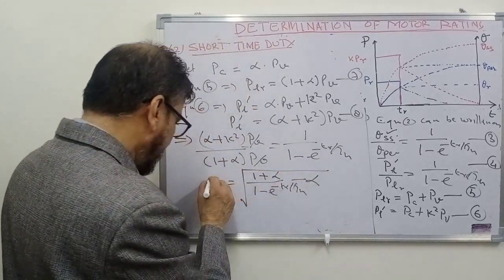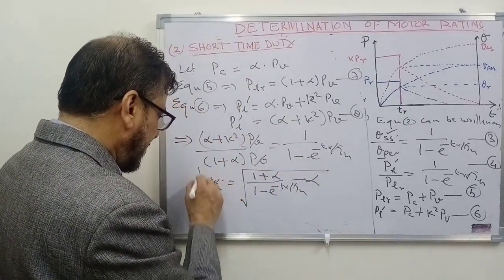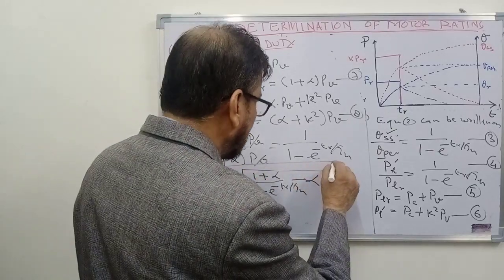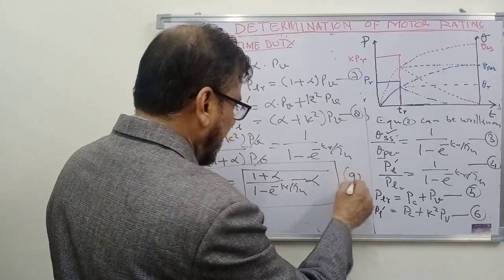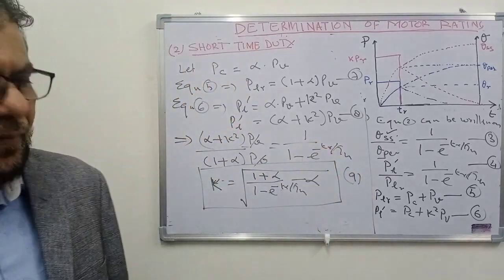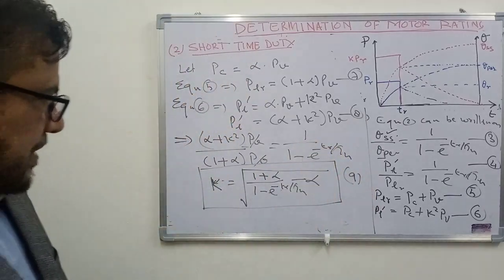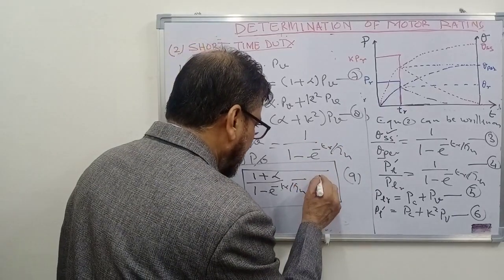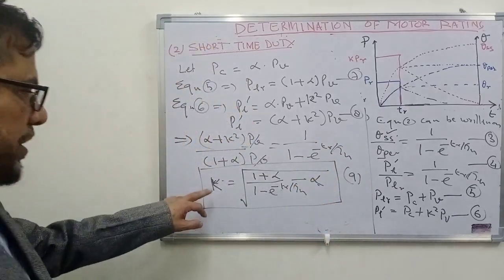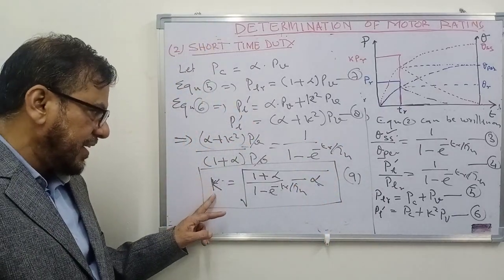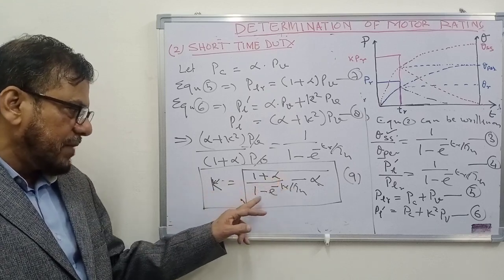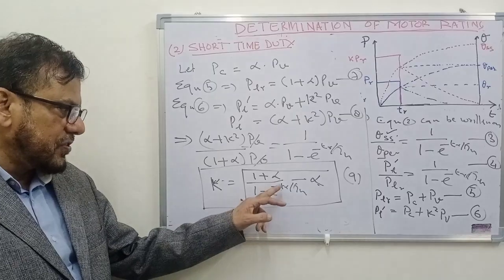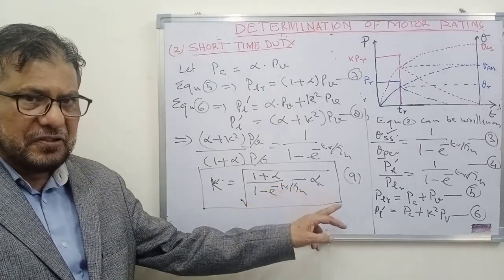So this is the expression for K. We call it equation number 9. So this means that the motor can be overloaded by a factor k, which is given by 1 plus alpha, 1 minus e to the power minus tr upon tau h, minus alpha.